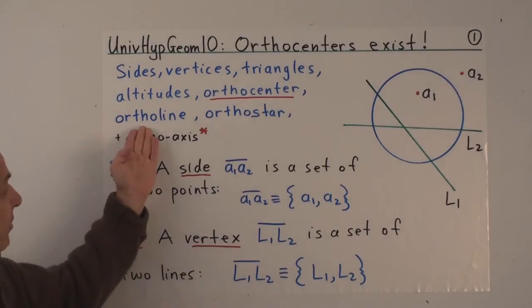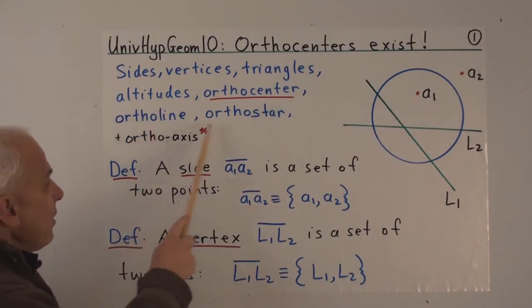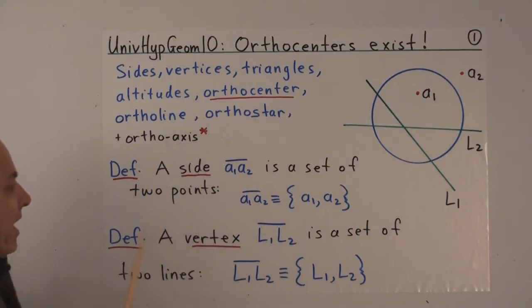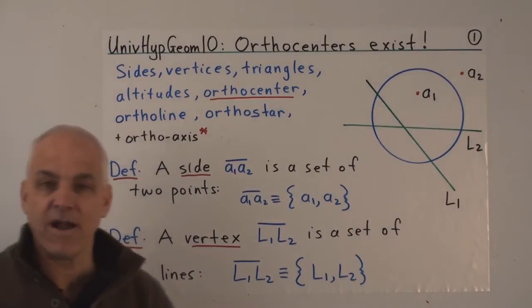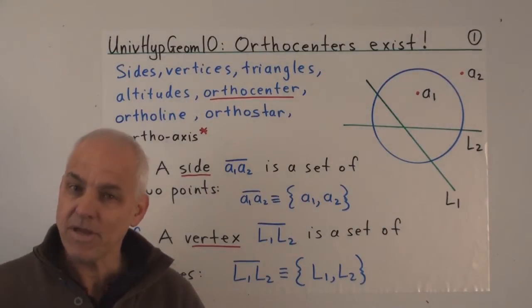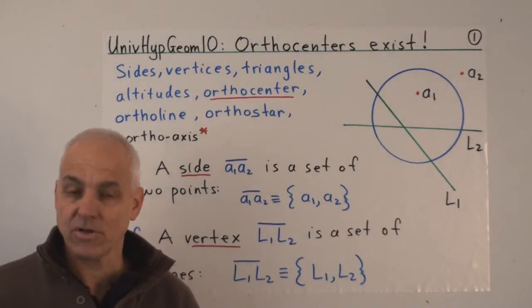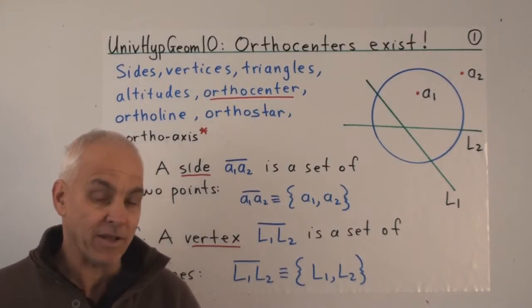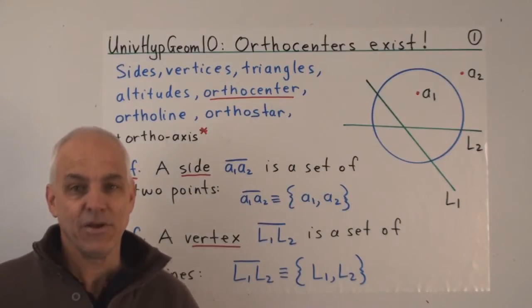There are some other related constructions which are also important: the ortholine, the orthostar, the ortho-axis. In particular, this ortho-axis that we'll end up defining turns out to be, in my opinion, probably the most important line in hyperbolic triangle geometry, and it has no parallel, as far as I know, in Euclidean geometry. So it's something completely new.